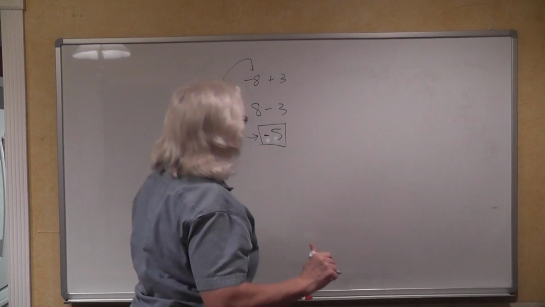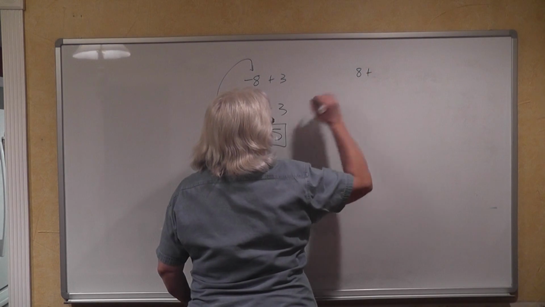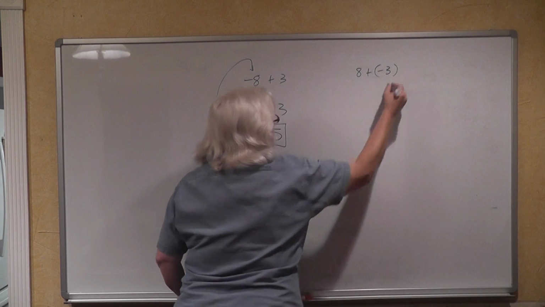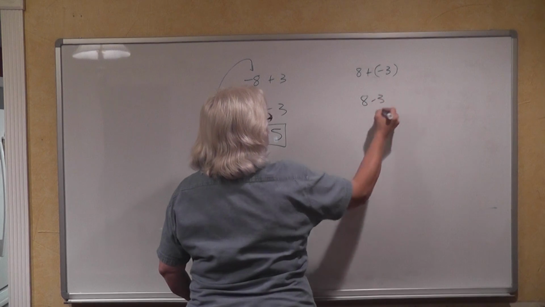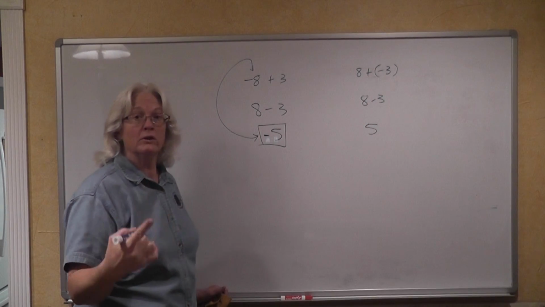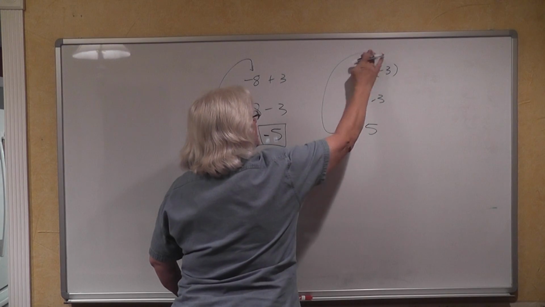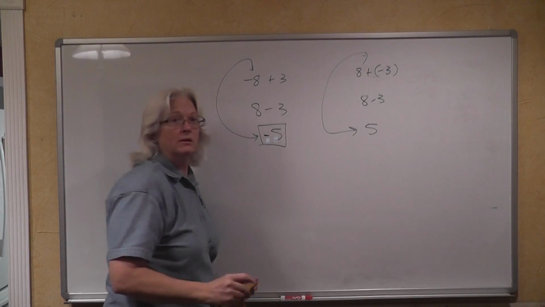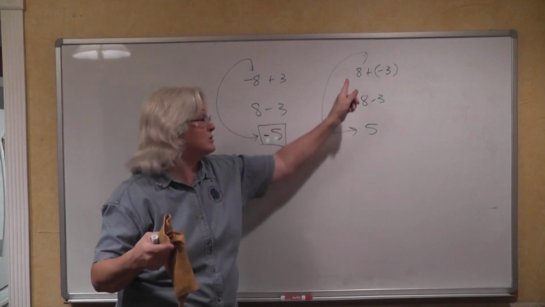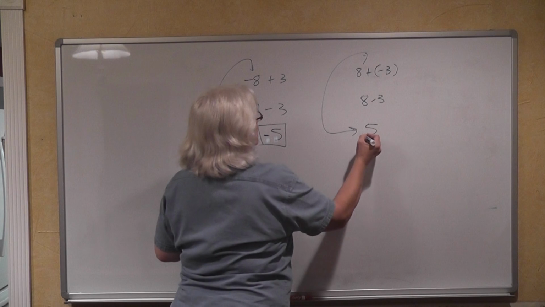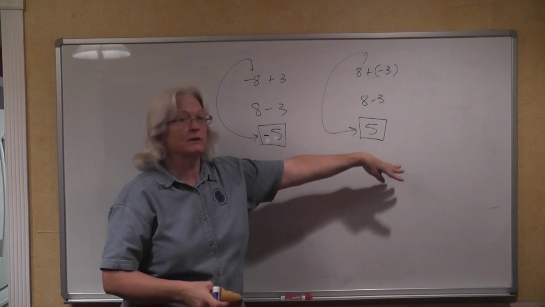Now, if we had 8 plus a negative 3, we're going to ignore the signs and subtract the numbers. 8 minus 3 is 5, but we're going to go back and look up at the original problem and see that the sign of the number that looks to our minds, when we ignore the signs, as being larger is a positive. So negative 8 plus 3 is a negative 5. 8 plus a negative 3 is a positive 5.